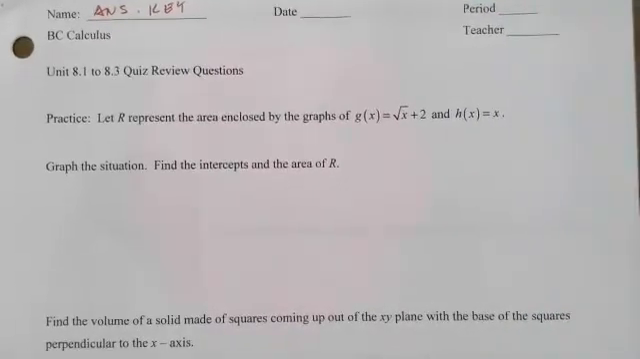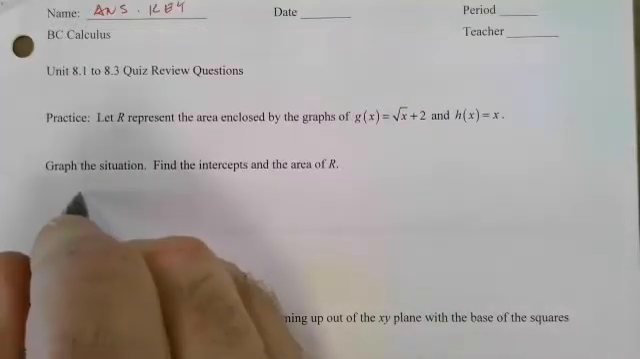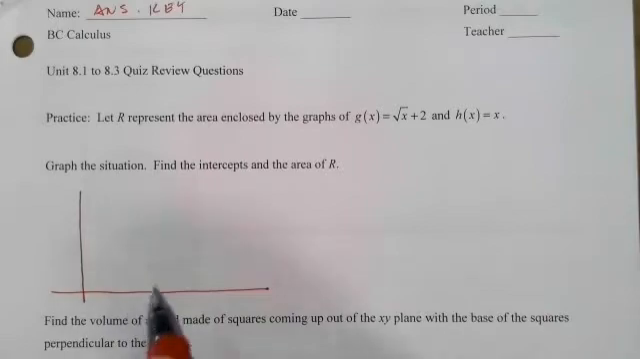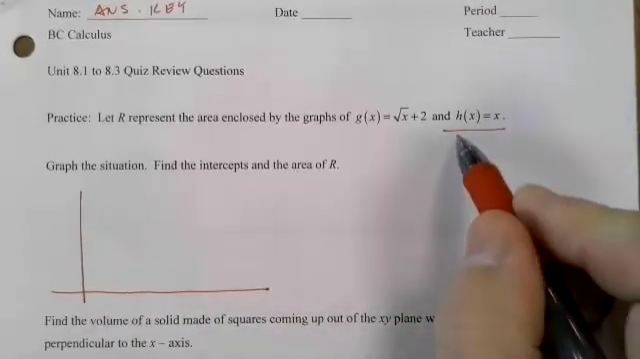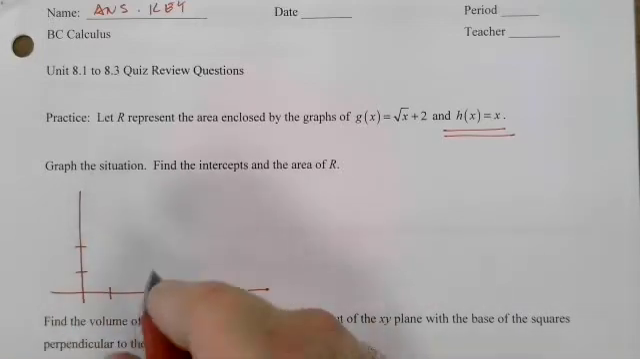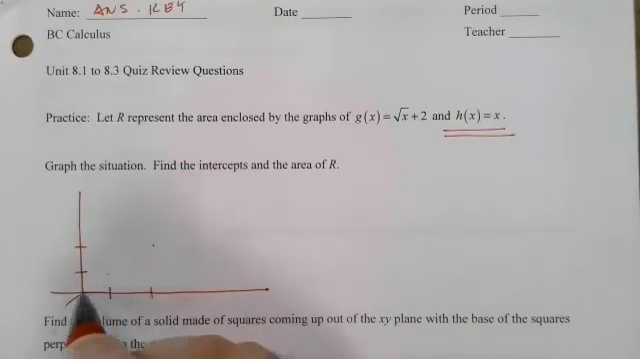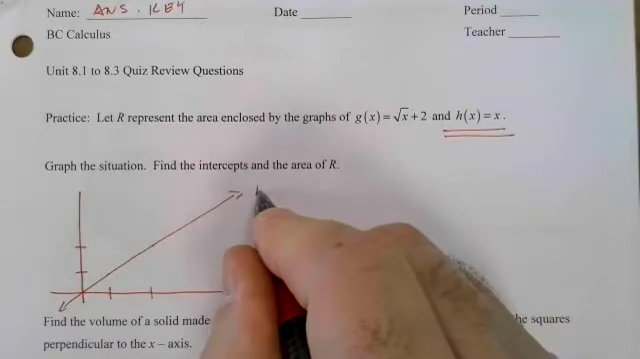So, classic kind of AP setup: let R represent the area enclosed by these two graphs. First things first, let's graph them and find all the points so we know what we're talking about. The second one here, h of x, is basically y equals x. So I am going to put this a little bit tighter, so it's going to look a little bit like, on a weirder slope, something like that. And that's h of x.